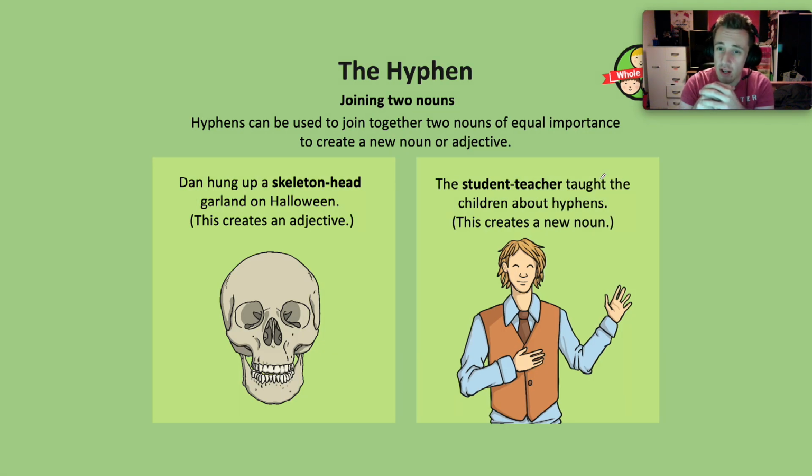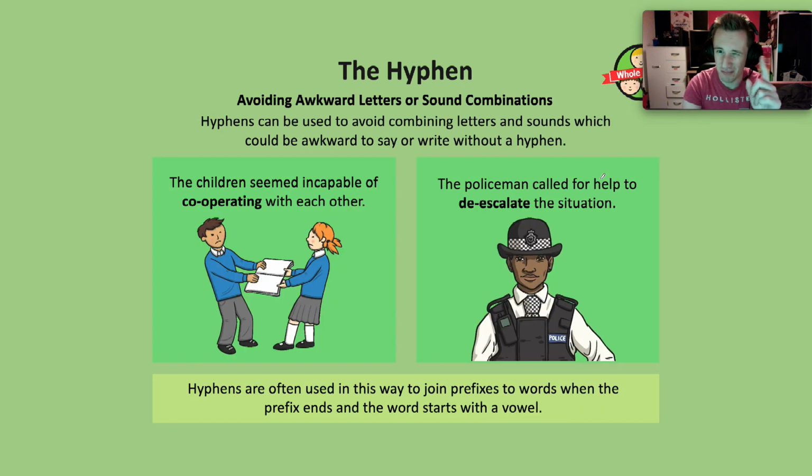You can also use it to join two nouns together sometimes. So if, for example, you had a skeleton head or a student teacher. Okay, two nouns together sometimes, but I'm not too worried about that. The main other way you're going to use it is when you are having sort of what's called a hybrid word. So if you've got words like co-operating now, or de-escalate, that means you've got your main word and there's normally two letters before it. Co, de.